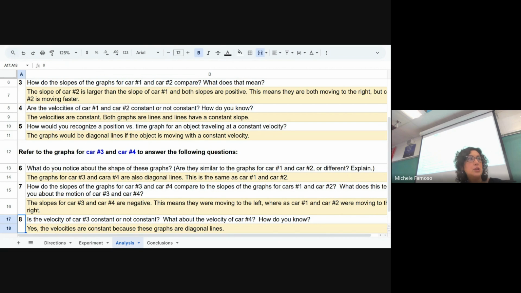So you always want to make sure after you type in a Google Sheet, you move out of the cell so it saves it. That's different than Google Docs. Nothing I can do about that. Any questions on the analysis tab?